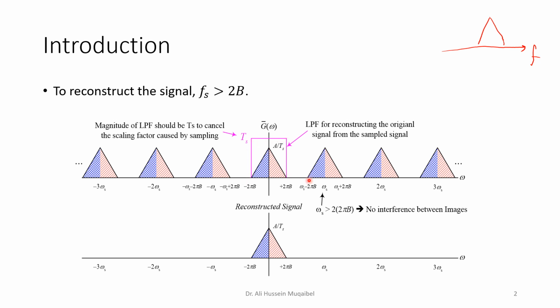So what is going to happen if we did not sample above the Nyquist rate? If this triangle overlaps with that triangle, a problem will occur, and we call this aliasing.